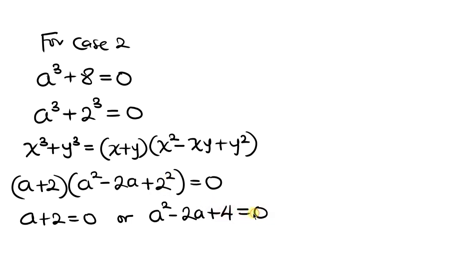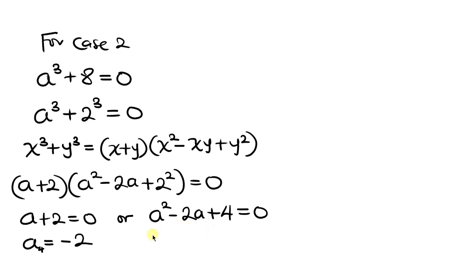Now it is easy for us to get the value of a from this first case by moving 2 to the right hand side, so that the value of a now becomes, as 2 crosses to the right, negative 2. So this is our fourth solution for a, and it is a real solution. Now, looking at the second case, you'll notice that this is a quadratic equation. So we're going to be using the quadratic formula to solve this.